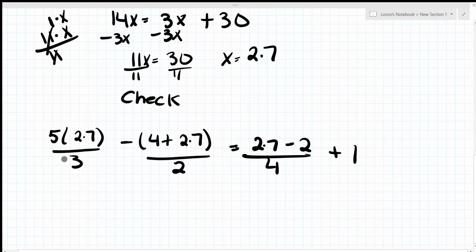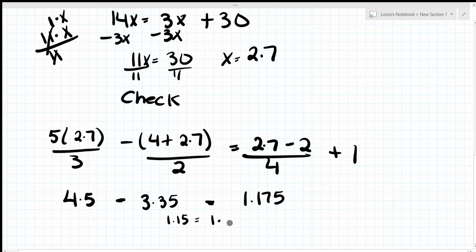Okay, so 2.7 times 5 is a number and then you divide it by 3, you should get 4.5 here. Now over here, what I'm going to do is do the parentheses. So you do 2.7 plus 4, then you can divide it by 2. And what you're going to get is a 3.35. But remember, there's a negative right here, so it's going to be minus 3.35. And over here, we do 2.7 minus 2, and then you divide it by 4. Then whatever that number is, you add 1, and you're going to get about 1.175. So 4.5 minus 3.35 is about 1.15.